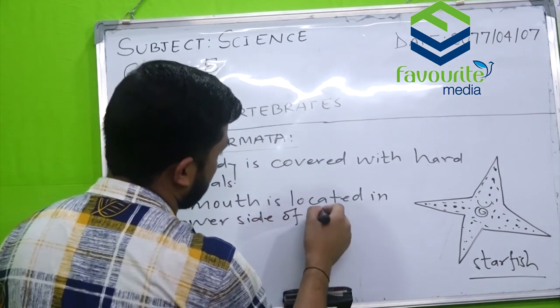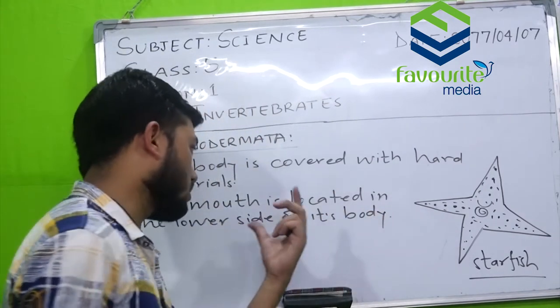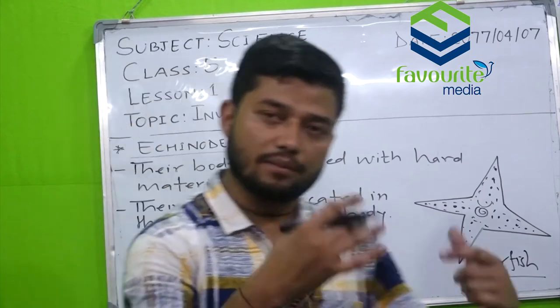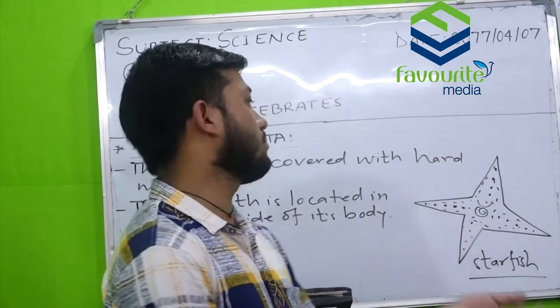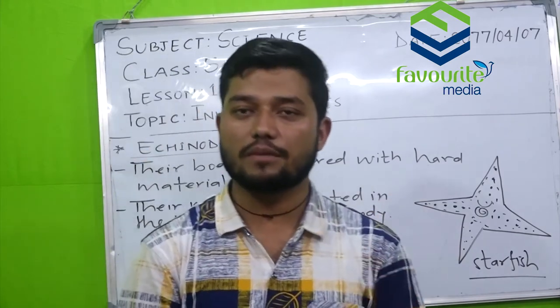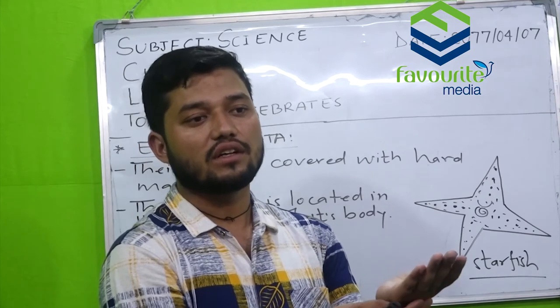The second characteristic: their mouth is located in the lower side of its body. The mouth of the starfish, or the mouth of the animals of the group Echinodermata, remains inside their shell, on the lower side of the body.